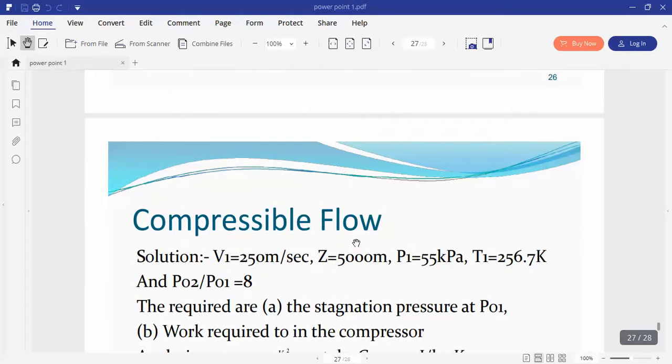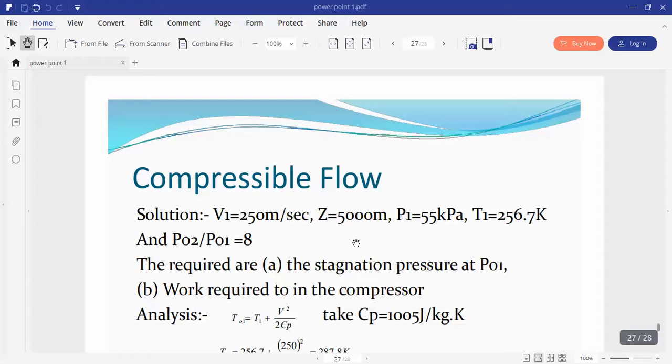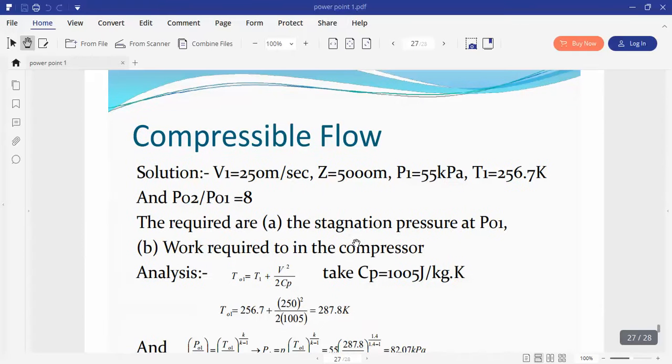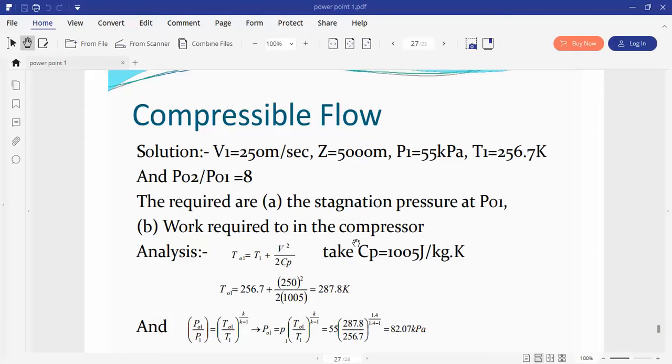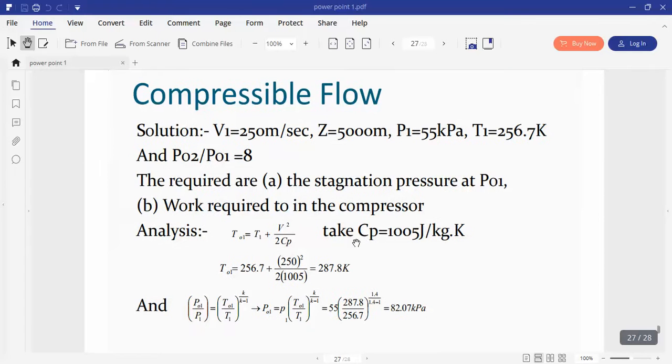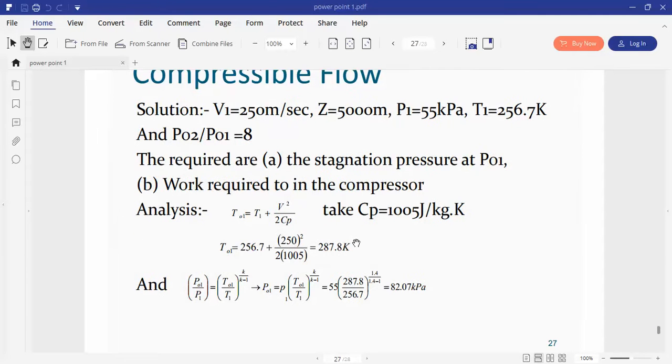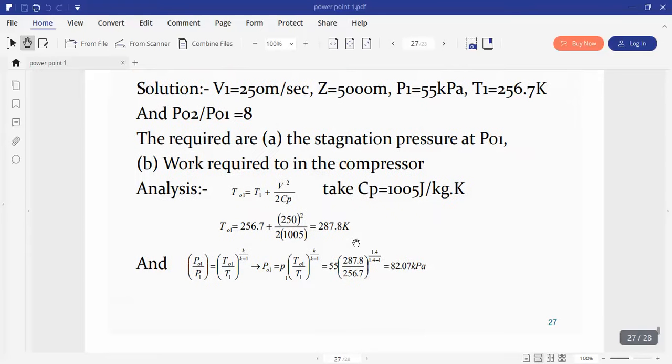Solution: V1 equals 250 meters per second, Z is 5,000 meters, P1 is 55 kilopascal, T1 is 256.7 Kelvin, and P02 by P01 equals 8. The required are the stagnation pressure P01, and the work required in the compressor. T01 equals T1 plus V squared by 2Cp. Take Cp equal to 1005 joule per kilogram Kelvin.